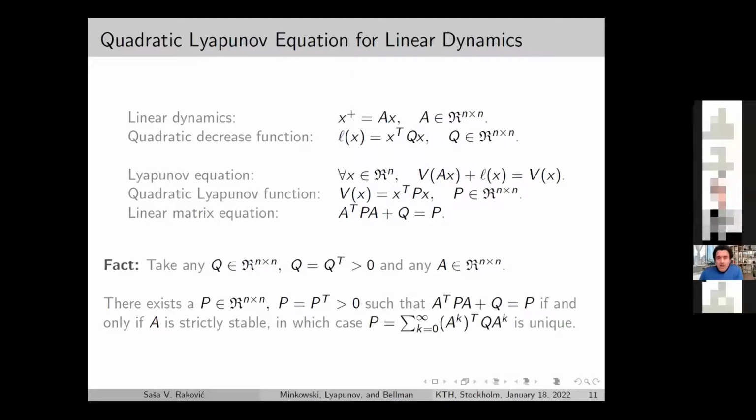Okay. Now, what happens with the equation? You convert this previous functional inequality into a functional equation, and you wonder whether you can solve the equation V of Ax plus L of x equals V of x. When you substitute your postulated functions, you obtain linear matrix equations. And it turns out you can again solve this under the same postulates, and the solution is unique and easily characterized. Okay, so these are the two fundamental facts which have underpinned a lot of developments and a lot of theory.